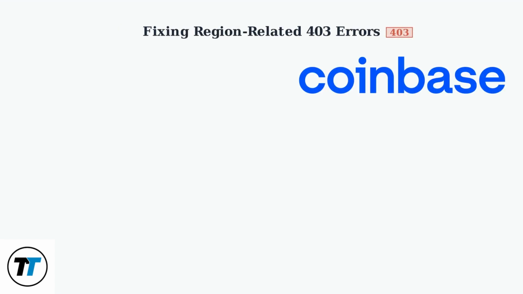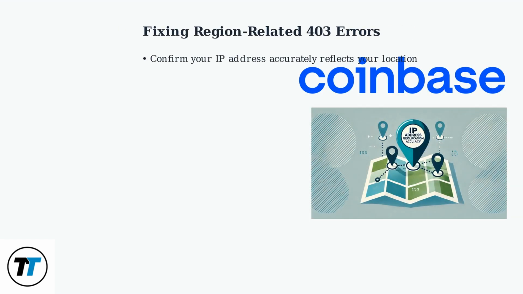Region-related 403 errors on Coinbase often stem from IP geolocation issues. First, confirm your IP address accurately reflects your location. Use tools like IP lookup websites to check your current IP and ensure it matches your actual region. If your IP shows an incorrect location, contact your internet service provider to resolve the geolocation discrepancy. They can help update your IP's regional data.